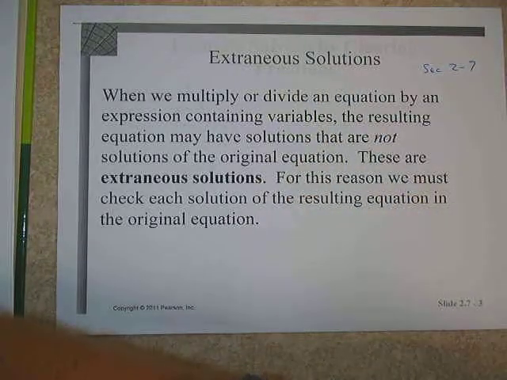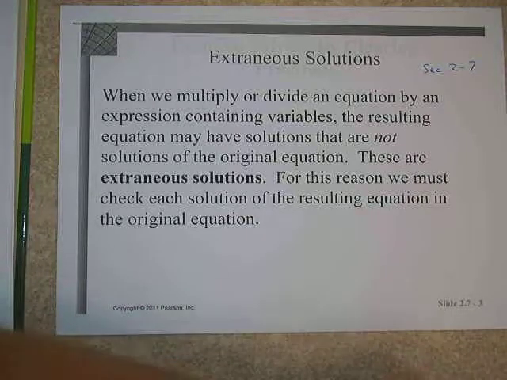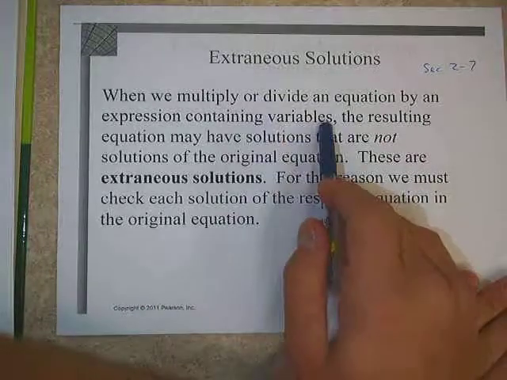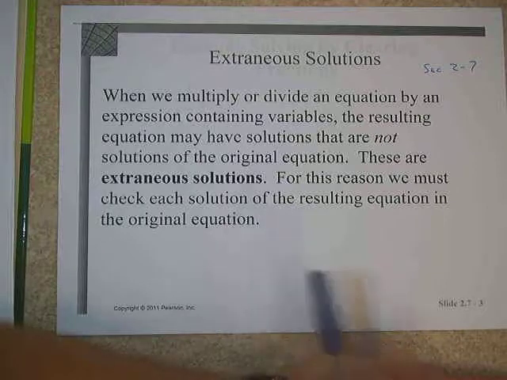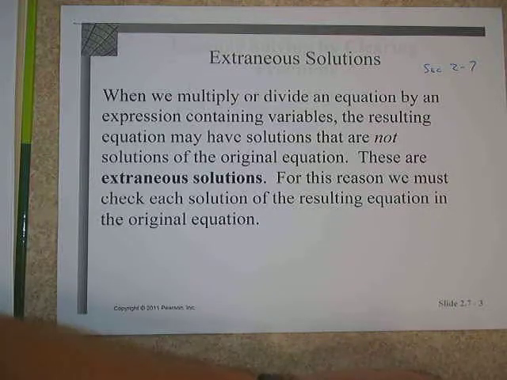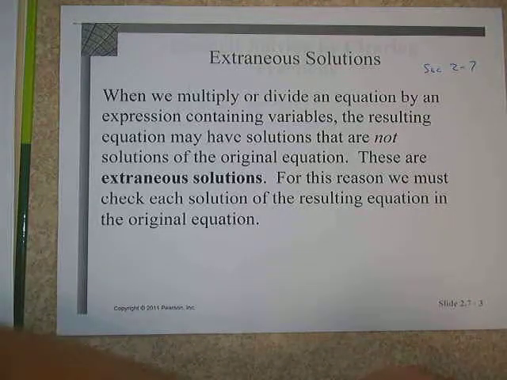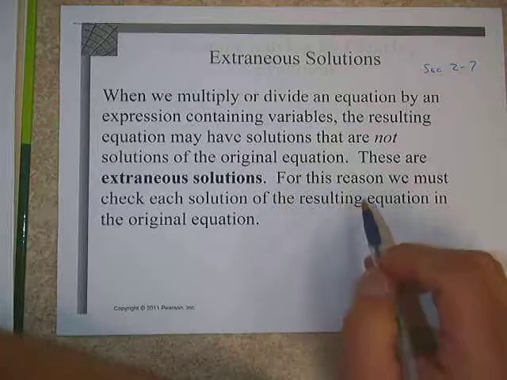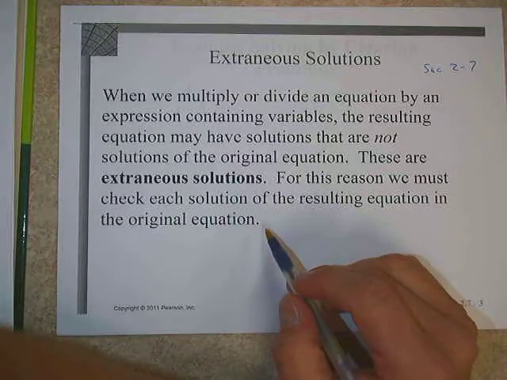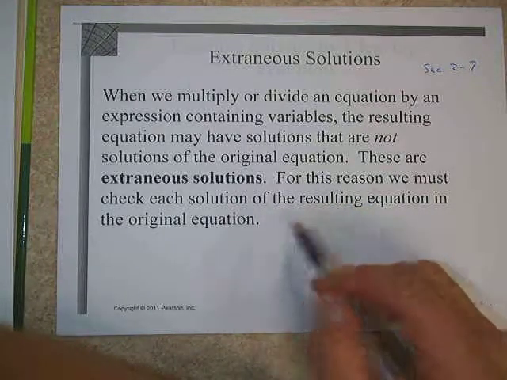Ultimately what happens is when we multiply or divide an equation that contains variables by something, the resulting equation may have solutions that are not solutions to the original equation, and we call these extraneous. So it's very important when we're dealing with this type of equation that we check the solution with the original equation when we get done.